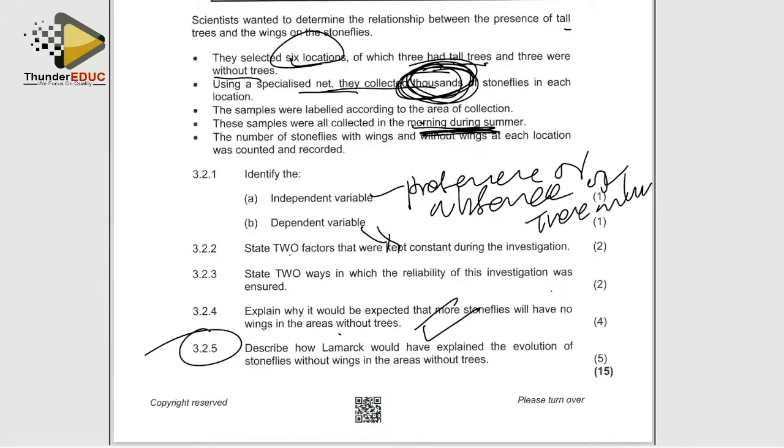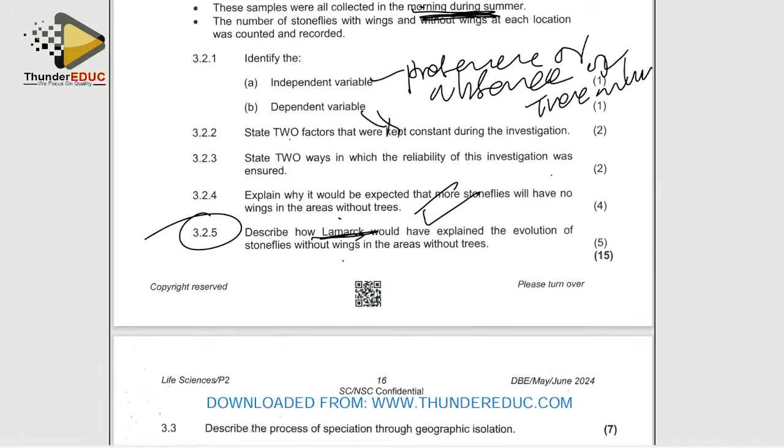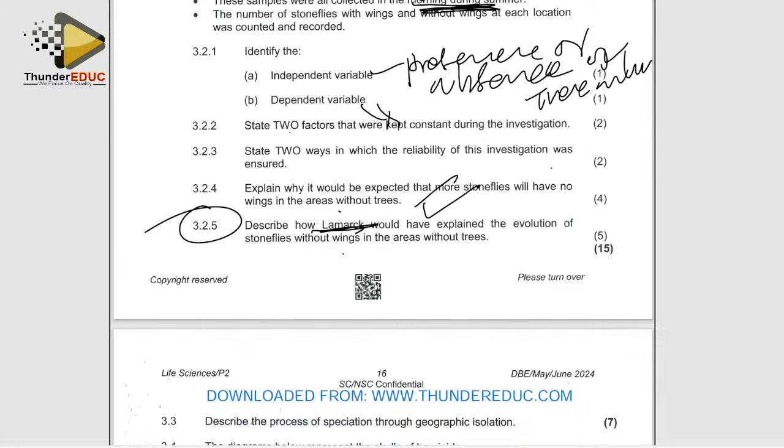While here, describe how Lamarck would have explained the evolution of stoneflies. When I was talking about Lamarck, you know that the more frequently used a structure is, the bigger and stronger it becomes. If you don't use it, it becomes smaller and atrophied. There was no variation among these stoneflies. All of them had wings. The stoneflies started to use the wings less frequently, and then the wings became smaller and finally disappeared. This character of no wings was passed to the next generation. Then the next generation were born with no wings. That's how Lamarck explained it.